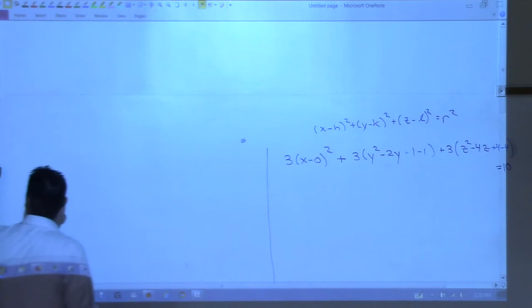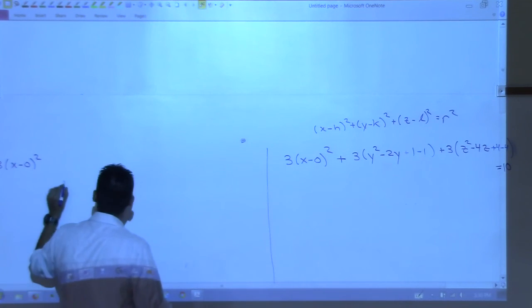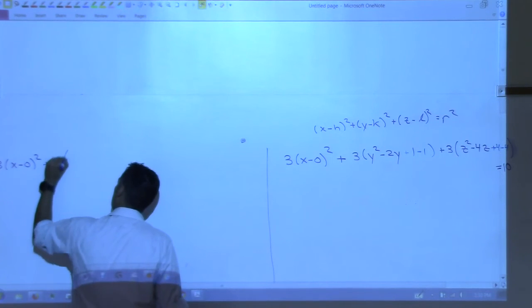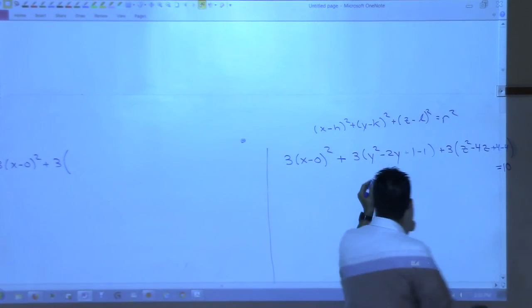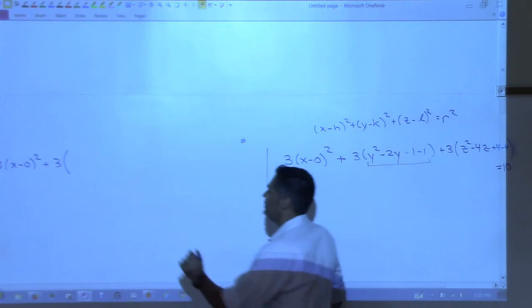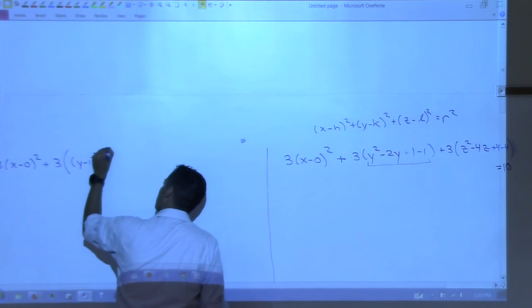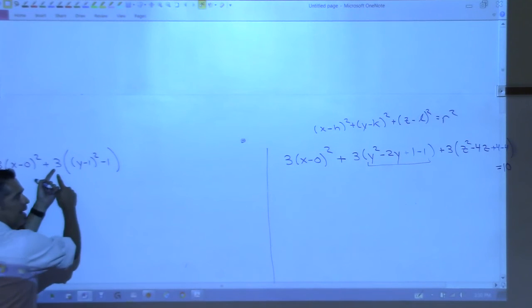All right, let's keep going. We're almost there. X minus 0 squared, plus 3. What does this become? That becomes y minus 1 squared. So y minus 1, that quantity squared, and then minus 1 still. Right? So we get the quantity y minus 1 squared, then still minus 1. That's all still in the parentheses with a 3 out here.